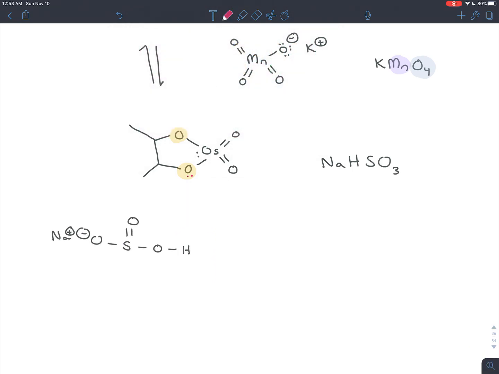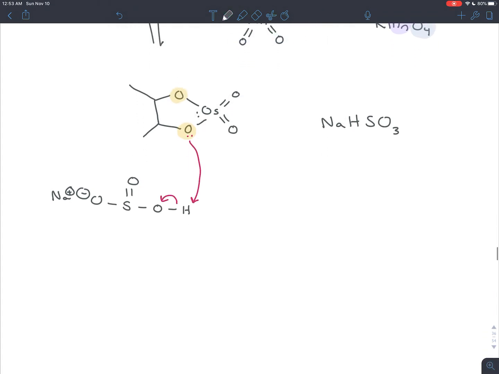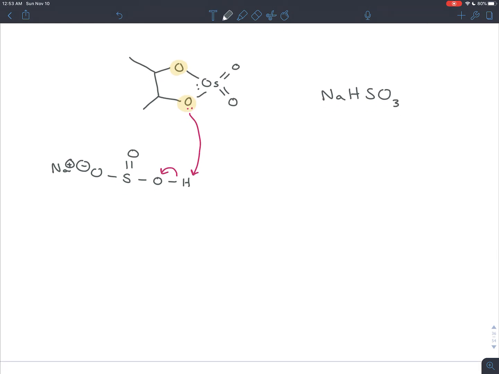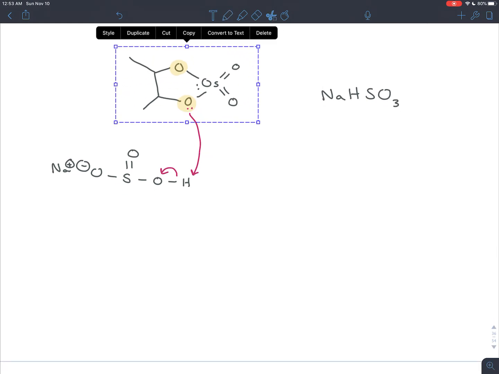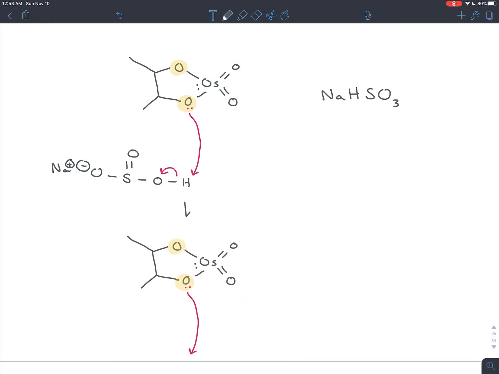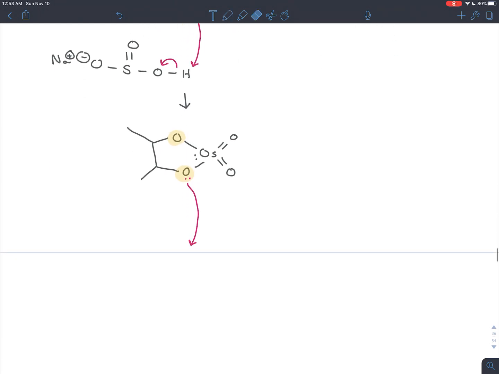So you have these lone pairs in this oxygen that can contribute a hydrogen to that osmate ester. You can see this is an acidic hydrogen because this lone pair is going to be stabilized through resonance with that pi bond, it's allylic to that pi bond. So that will form this. This oxygen now has a full positive charge, and then water can come in.